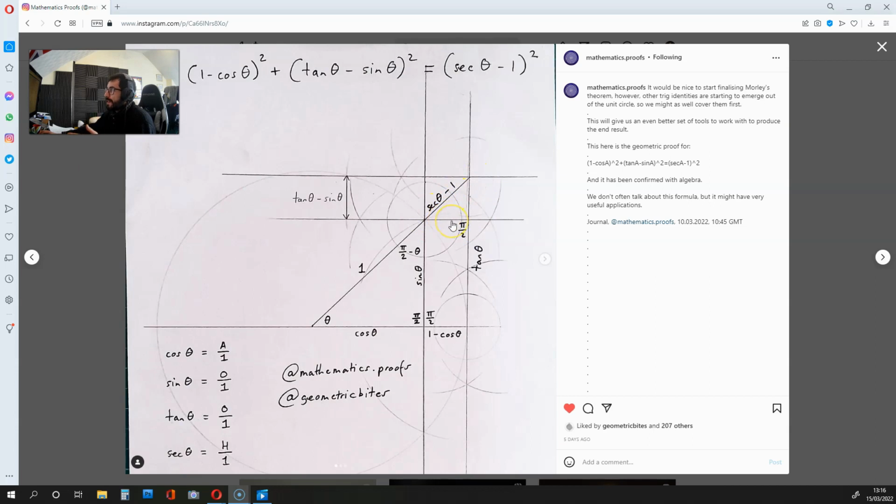What we can say, because of Pythagoras' theorem, is that (1 − cos θ)² + (tan θ − sin θ)² is equal to (sec θ − 1)². This is because this little triangle over here is actually a right-angled triangle.